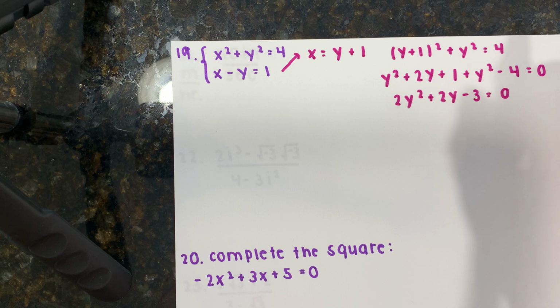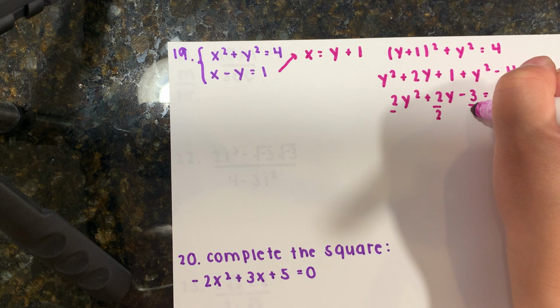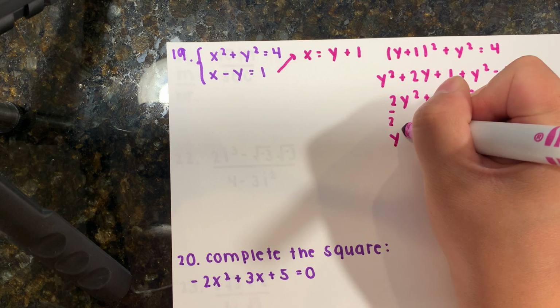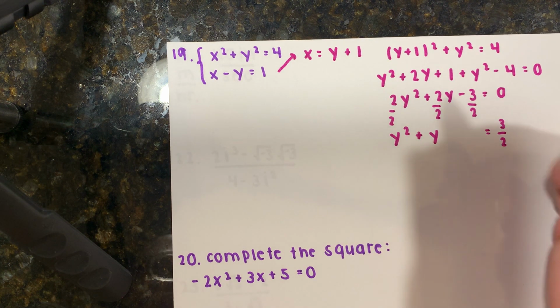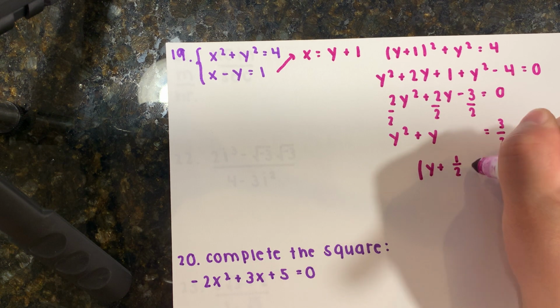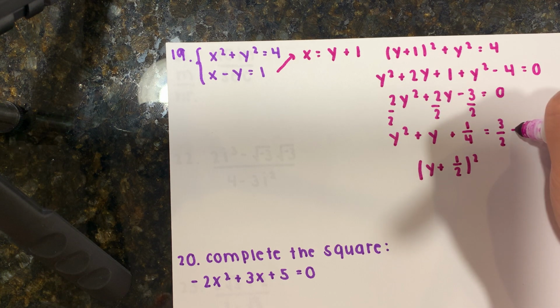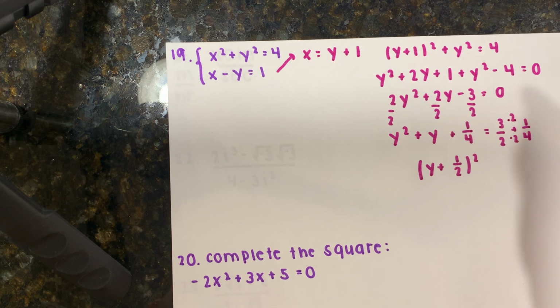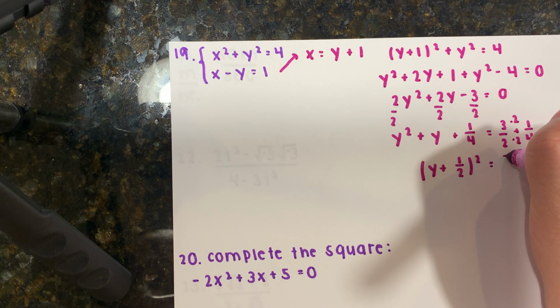To solve, I'm actually going to complete the square. So I'm going to divide everything by 2, and that would give me y squared plus y equals 3 over 2. You're going to take half of the 1, so that'd be (y plus 1/2) squared. You're going to add 1/4 to both sides. Making a common denominator, you would get 3 times 2, which is 6, plus 1 is going to be 7 over 4.